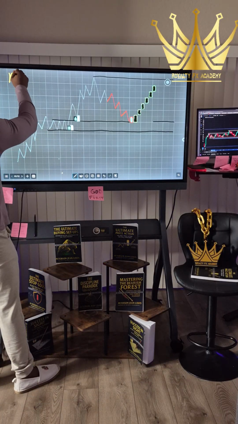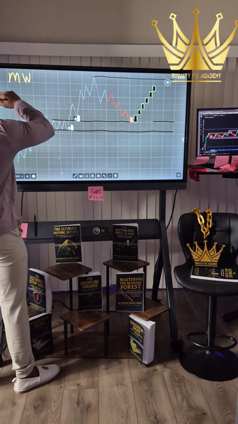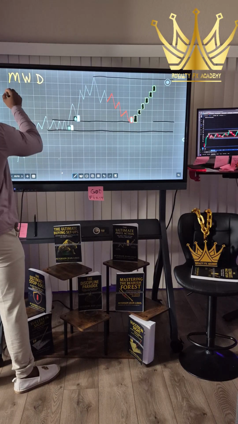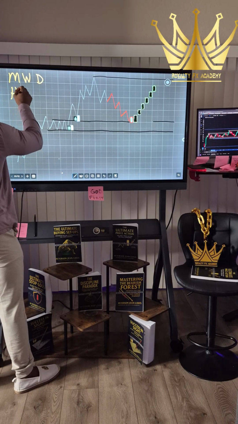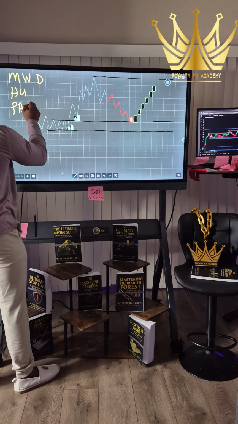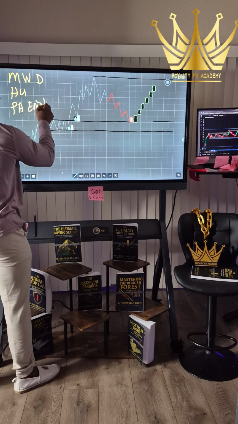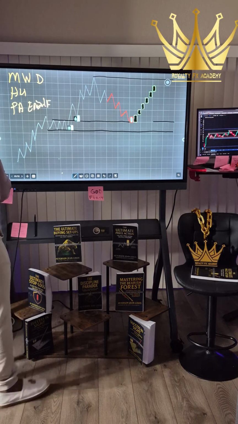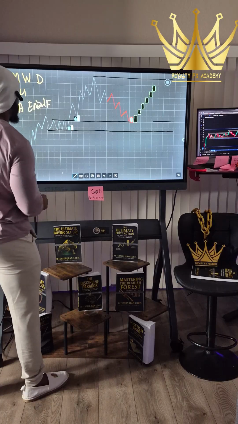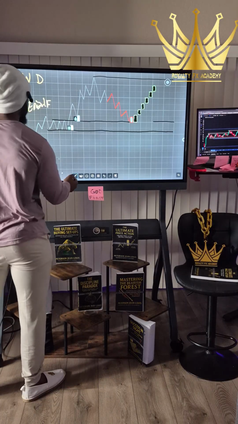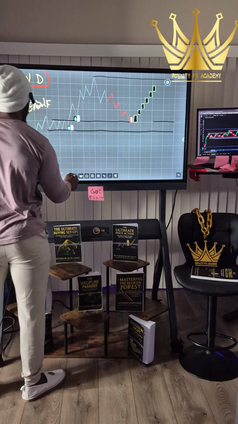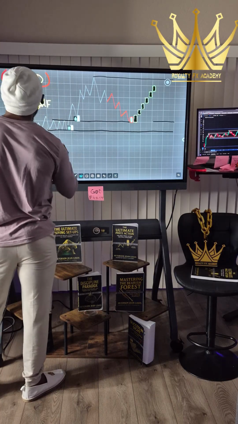So let's throw these in there real quick. Monthly, weekly, and then daily. And then don't forget, we have to use H4 for entry. And then for PA, price action, it has to be the engulfing bar, right? Engulf. So we need these in there. So this higher time frame setup is either based off the weekly, daily, or the monthly time frame.